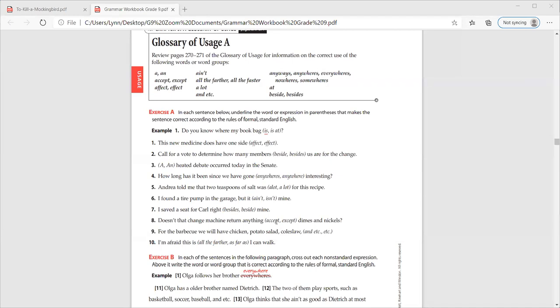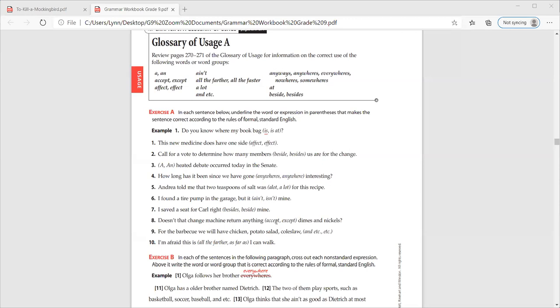On page 271, we have and etc. Etc. stands for et cetera. Etc. is an abbreviation of the Latin phrase et cetera, meaning and other things. Thus, and etc. means and and other things. Do not use and with etc. Example, we'll need paint, brushes, thinner, some rags, etc. Don't put the word and before et cetera.